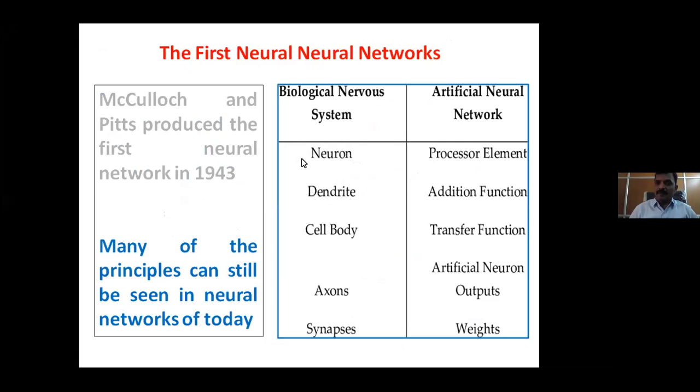You see that the neuron is equivalent to the processing element we are considering. They have just been mapped like this. This is what I have collected from the literature. Dendrites are the addition function, and the cell body is a transfer function. Axons are artificial neuron outputs. Synapses are weights. So like this, each component has been compared. And finally, they have designed one kind of structure for the understanding of the user.